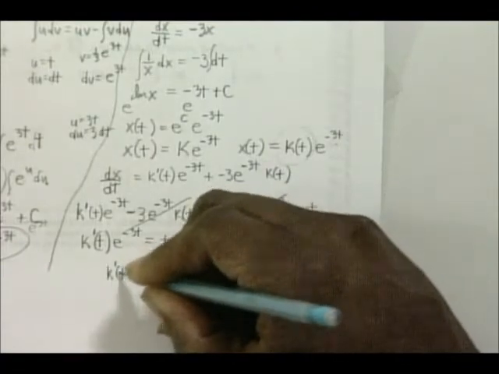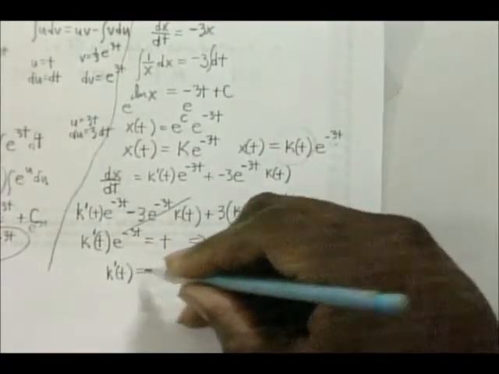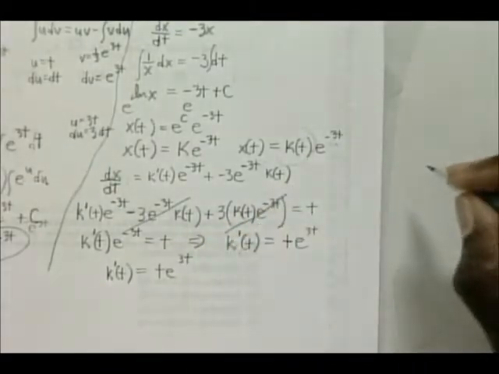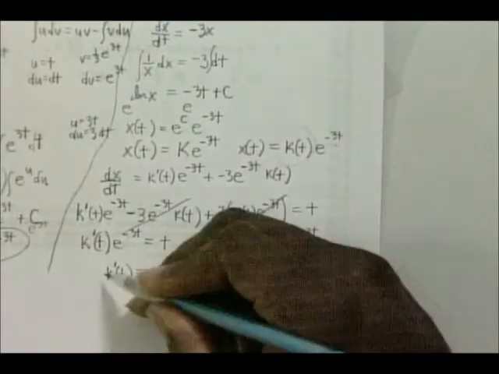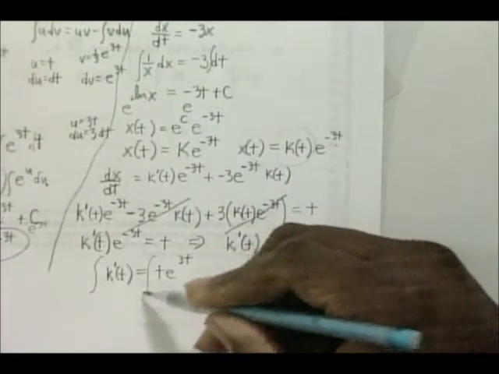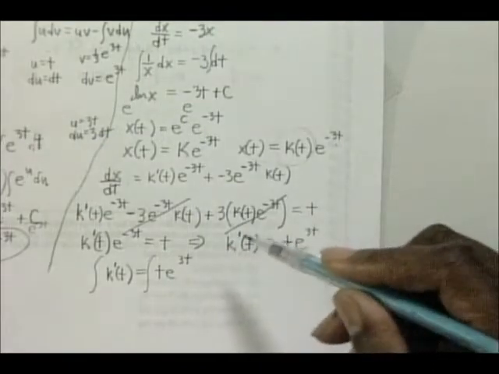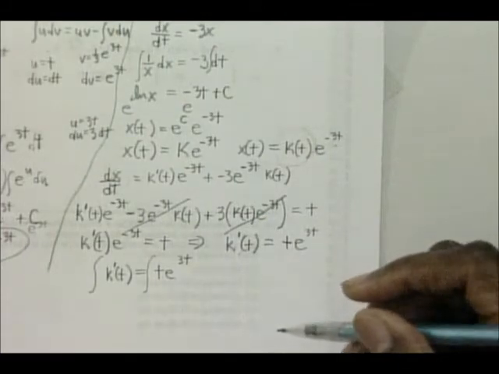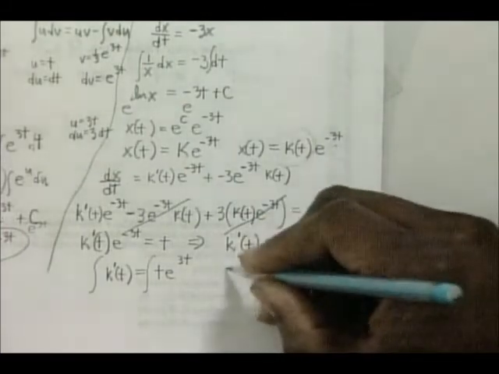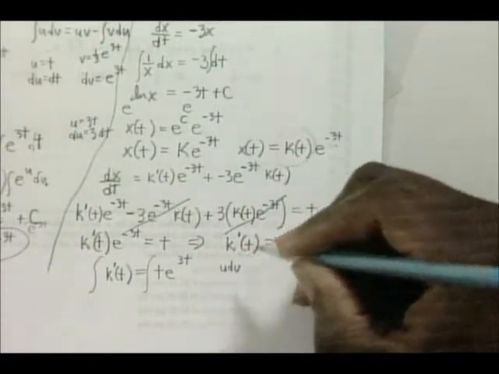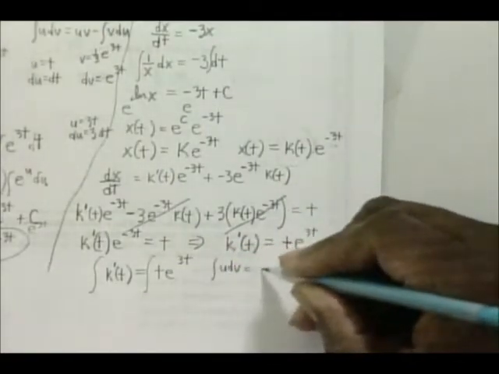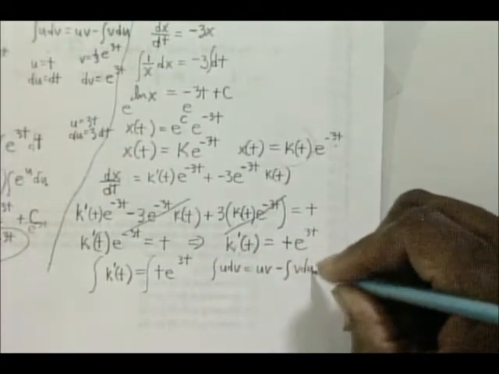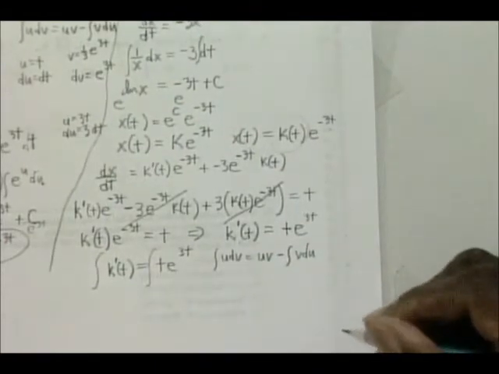So we get k prime sub t is equal to t e to the 3t power. You need to solve for k, you take the antiderivative. Again, you've got that product there. With experience, you know that you've got to use integration by parts. So the antiderivative of u dv is equal to u times v minus the antiderivative of v du. That's what we're going to do right now.